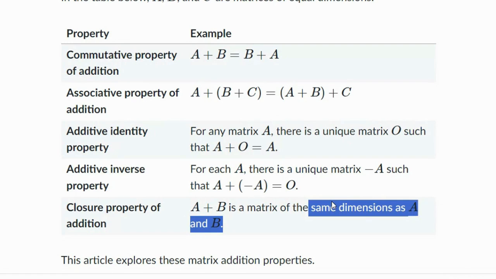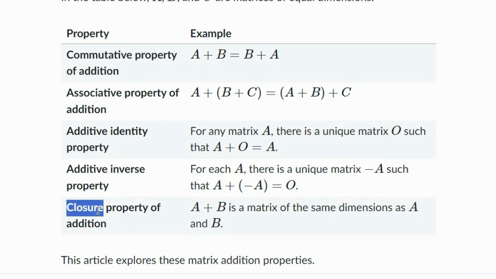It's closed. There's no way I can branch over and grab a 2 by 2 matrix as the answer. If I'm adding a 3 by 3 and a 3 by 3, the answer has to be a 3 by 3 also. That's what the closure property says. Whatever those 2 matrices are, the answer is going to be the same size. It's closed. There's no option to go different. A and B is a matrix of the same dimensions as A plus B.